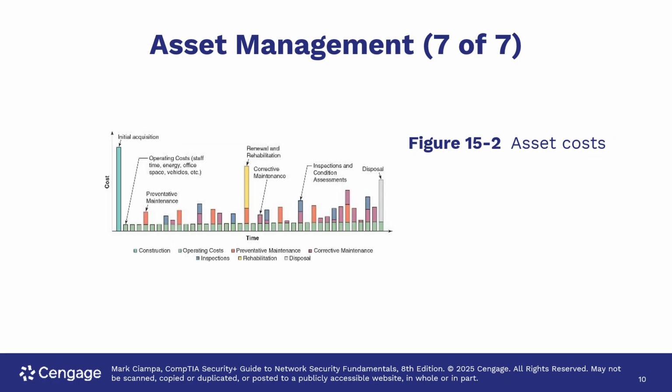So you monitor all the different costs. Here's the asset costs: operating costs, staff time, energy, office space, vehicles, and so forth. Preventative maintenance, renewal and rehabilitation here in the middle, corrective maintenance, inspections and condition assessments, and finally disposal here on the right. So look this over and understand what this graph represents.